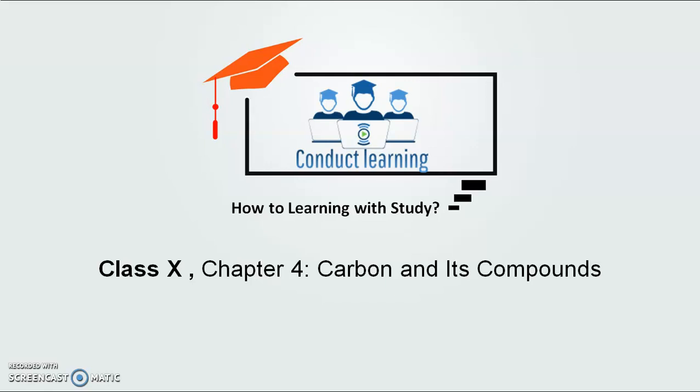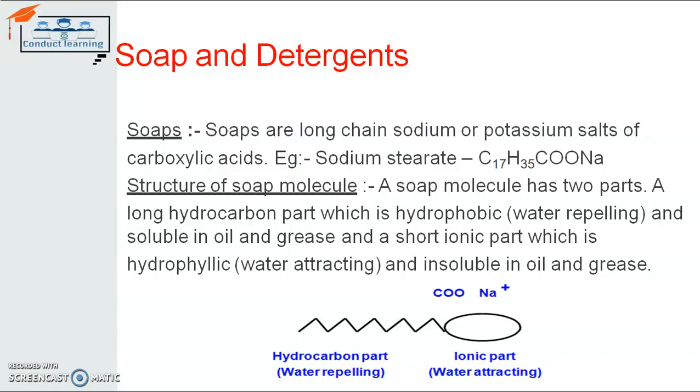And we are at the chapter Carbon and its Compounds, the fourth chapter for class 10 science. Now we are at the topic soap and detergent, which is the last topic of this chapter. Soap and detergent are different but used for the same purpose. First we will talk about soaps.